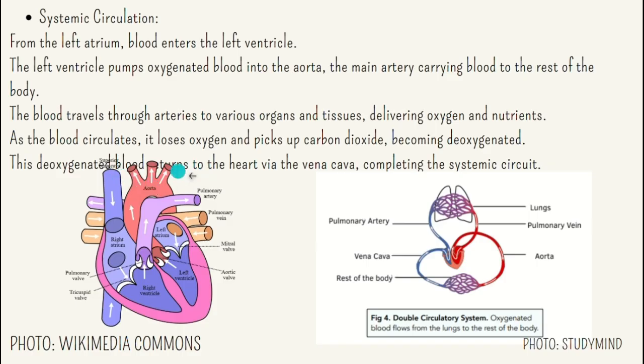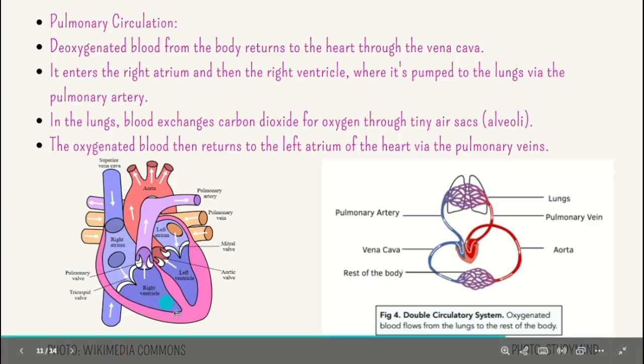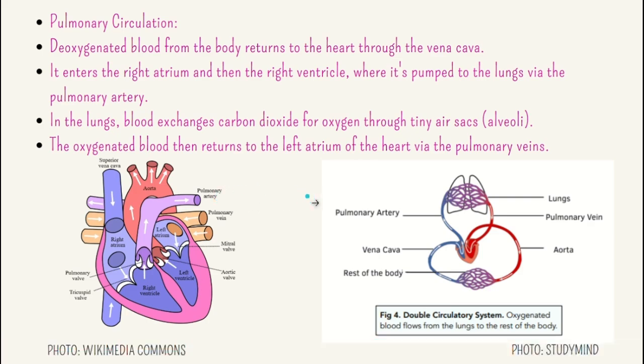So deoxygenated blood returns to the heart with the vena cava, completing the systemic circuit, right? As you can see, it's a cycle. The pulmonary circulation starts with deoxygenated blood coming in through the vena cava, right atrium, right ventricle, and then out through the pulmonary artery to the lungs, right? So that's what happens.